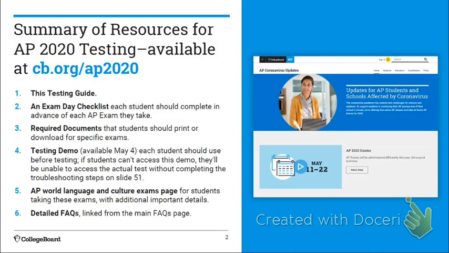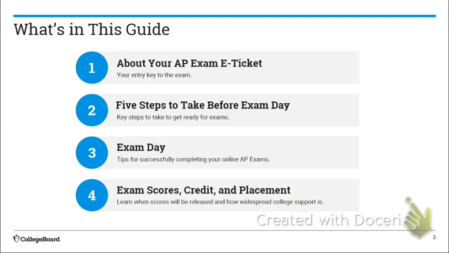Okay, so pretty much all that I'm going to go through, these resources can all be found at the website. They're written in blue, cb.org/AP2020. Okay, so you can find it there. Again, I've already shared these materials with you as well. What's in here is going to tell you how you're going to get access to the exam, what you need to do to prepare for it, what's going to happen the day of, and what's going to happen after.